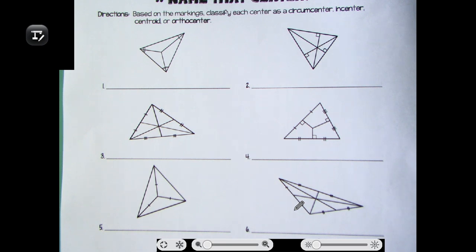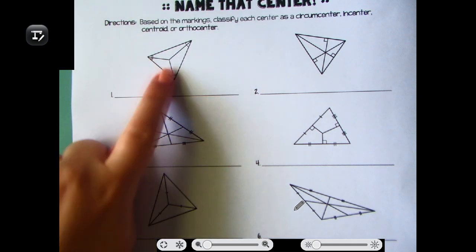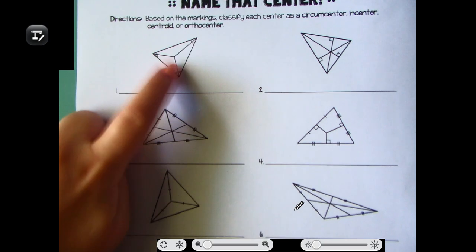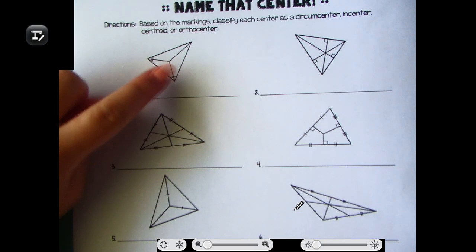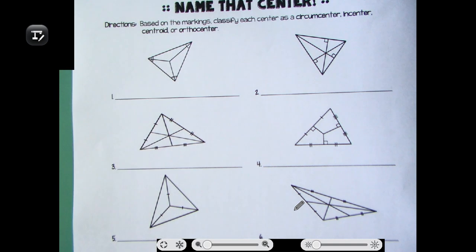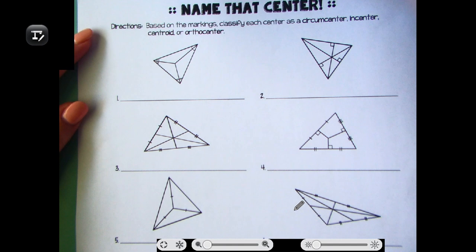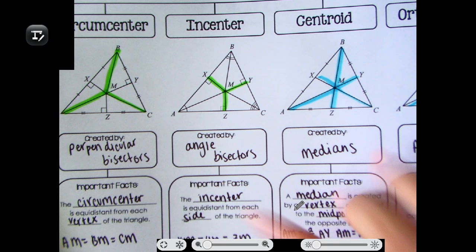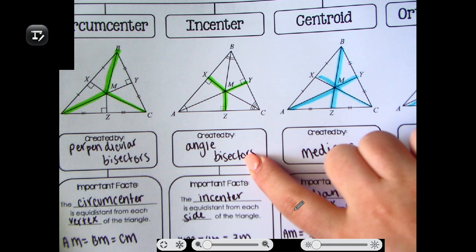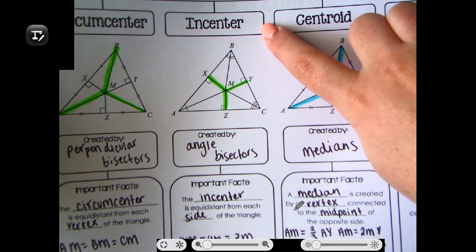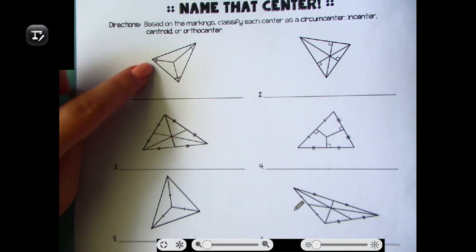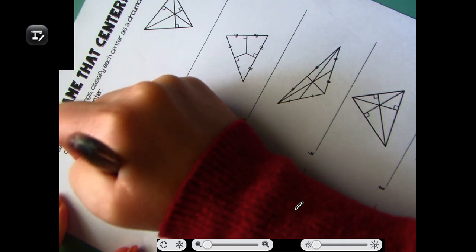So let's look at number 1 here. The first thing I see when I look at this is I see all of these as angle bisectors. I see them cutting these angles in half and creating congruent angles. So if I look at my graphic organizer sheet, I see angle bisectors, and that is incenter. So the type of center that I would have here is an incenter because we're looking at angle bisectors.